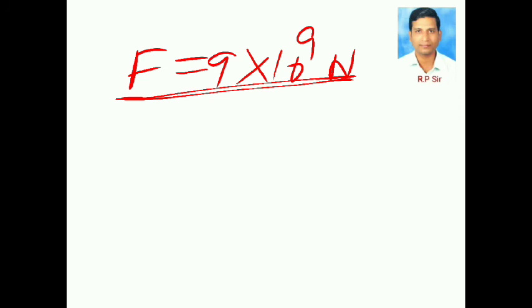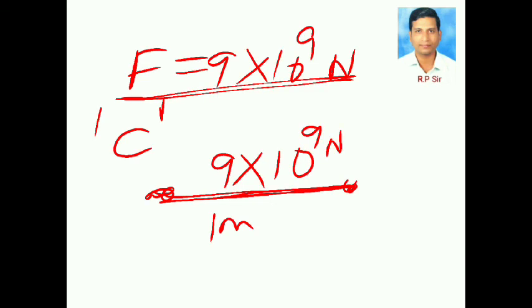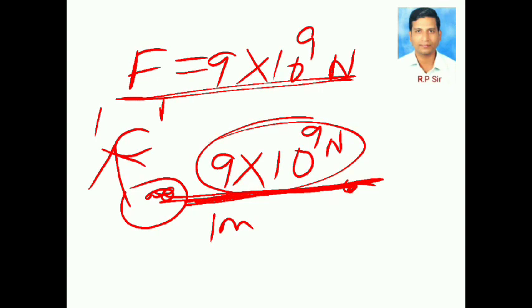Now here we can define coulomb. When two equal charges placed at 1 meter distance apart experience 9 into 10 power 9 Newton force, then the charge of each is said to be 1 coulomb.